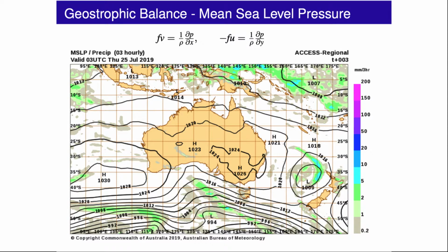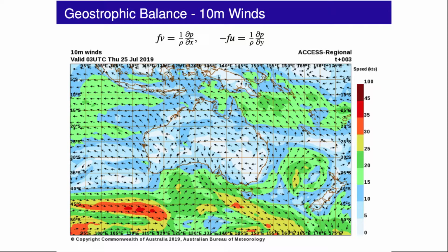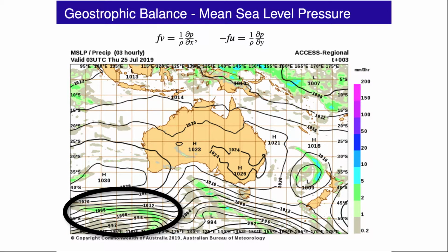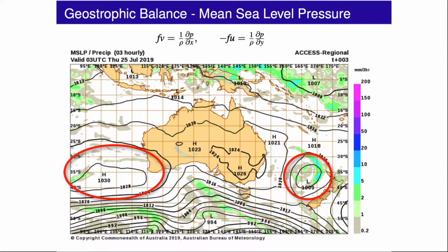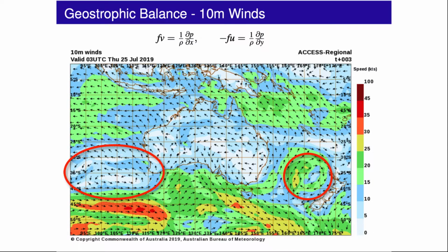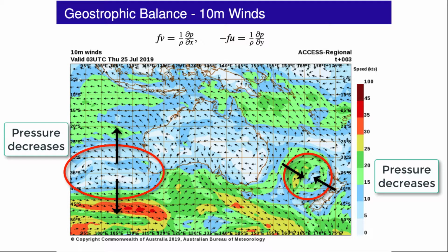Taking a quick look at the surface winds shows that this is indeed the case. It also shows that the wind speeds, which are represented by colours here, are largest where the pressure gradients are large. Stronger winds are associated with stronger pressure gradients, as per the geostrophic balance. An interesting point to note here is that the direction of the winds is also given by the direction of the pressure gradients. These high and low pressure regions have winds that are circling in opposite directions. However, in both cases, the winds are oriented such that the pressure decreases to their right.